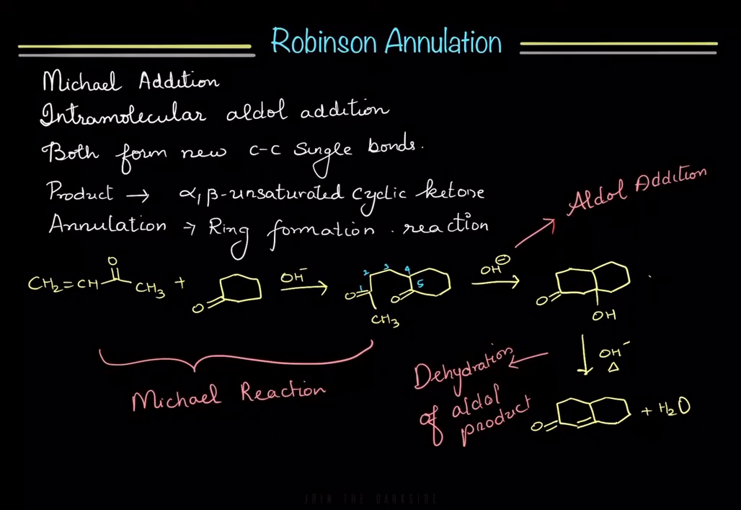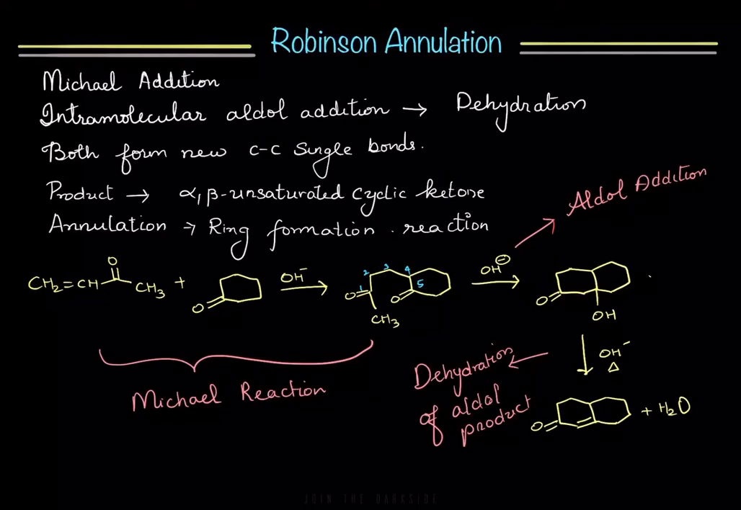Hello everyone, in this video we are going to talk about Robinson annulation. What is Robinson annulation? Robinson annulation is a combination of three different reactions. The first one is the Michael addition reaction, followed by an intramolecular aldol addition reaction, and the third reaction is the dehydration of the aldol addition product.